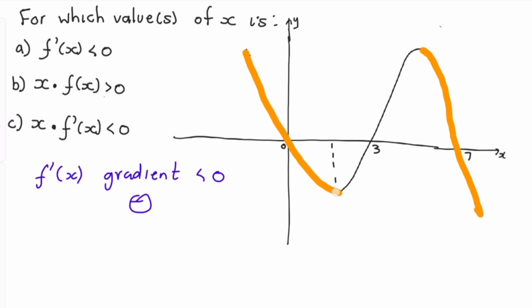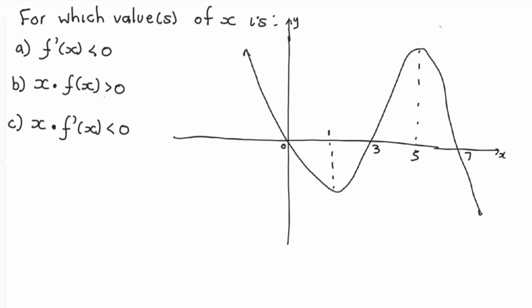So let's say this x value is 1 and then this x value is 5. So when is our graph decreasing? Our graph is decreasing when x is less than 1 or when x is greater than 5. Right, so for the second question, we want x times f of x to be greater than 0. Remember that f of x is y, to be greater than 0, meaning it is positive.